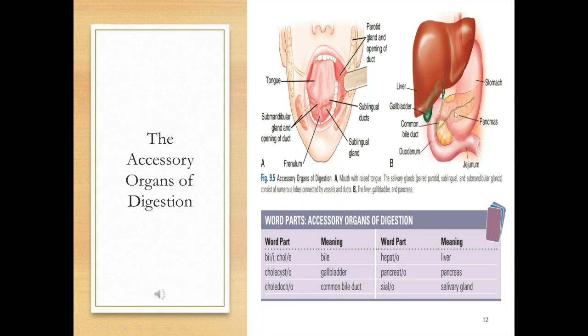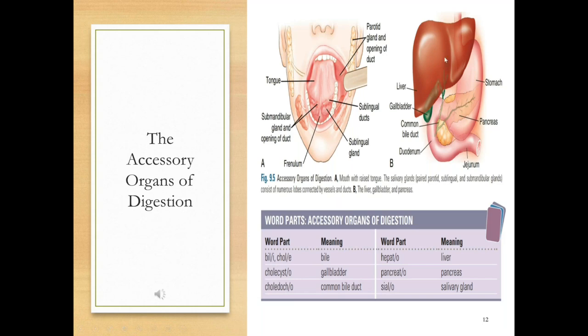The accessory organs of digestion produce substances that are needed for proper digestion and absorption of nutrients. The liver, gallbladder, pancreas, and salivary glands are accessory organs to the digestive system, as shown in figure 9.5. Both the liver and the pancreas have additional functions in other body systems.